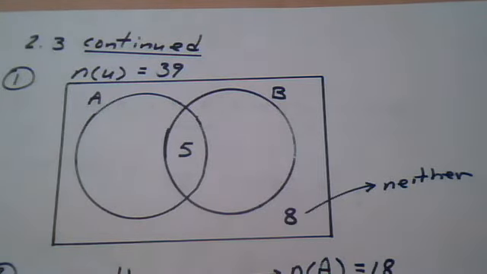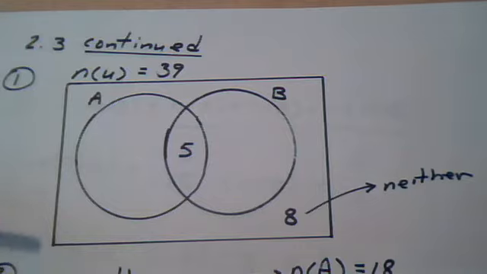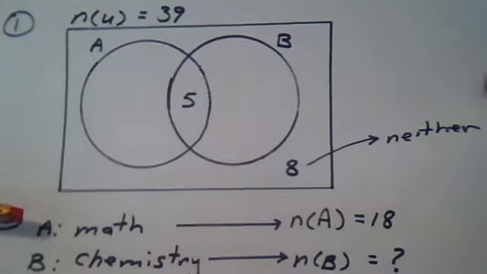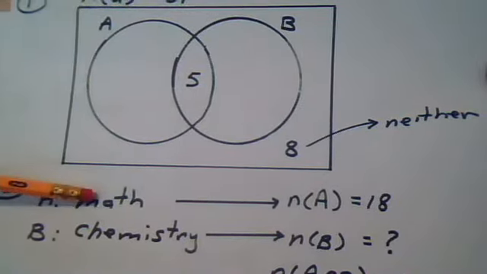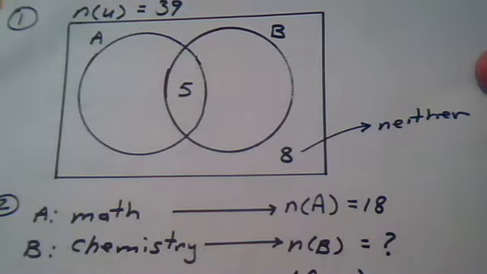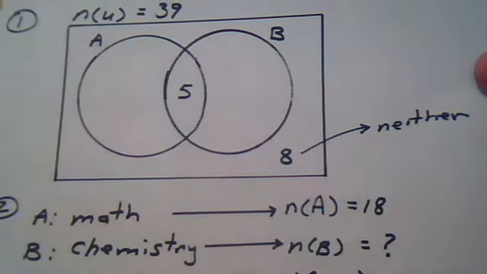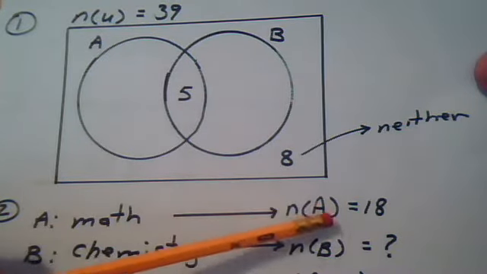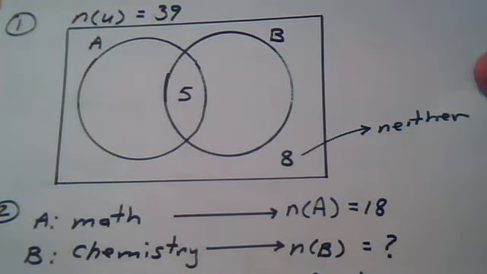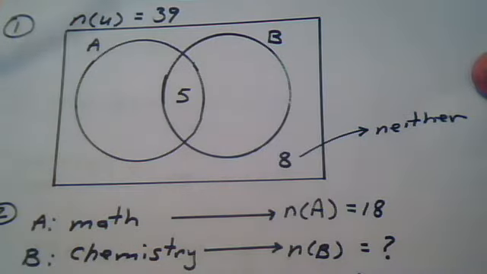Inside the universe, we have different groups. The ones they're talking about are the math and the chemistry. Notice we're letting the A be the math group and B be the chemistry group. So now reading the information in the problem, they told us that there were 18 members in the A group. So there are 18 that are taking mathematics, 18 out of the 39.